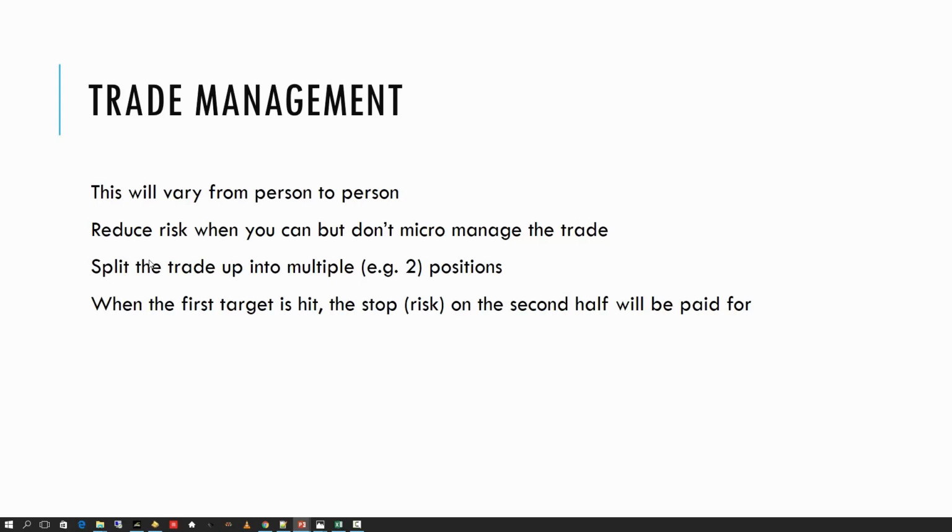Once my first target is hit, this will pay for the stop on the second half of my position. So I can leave the stop where it is, and then I can just let the trade unfold and see what happens. But what I'll normally do is once my first target is hit, I'll move my stop to break even. So I am certain that I'll get that bit of profit and I won't give it back. But sometimes you'll get stopped out at break even on the second half, and that actually happens quite a lot. But the most important thing to remember here is not to micromanage your trade.